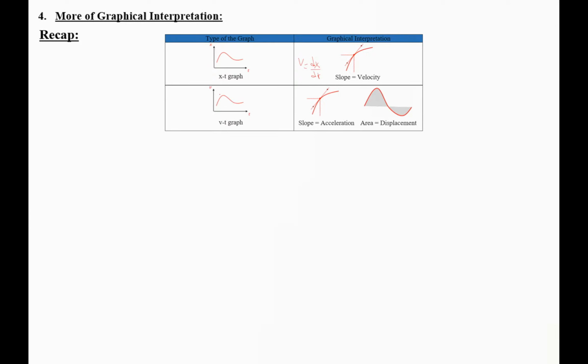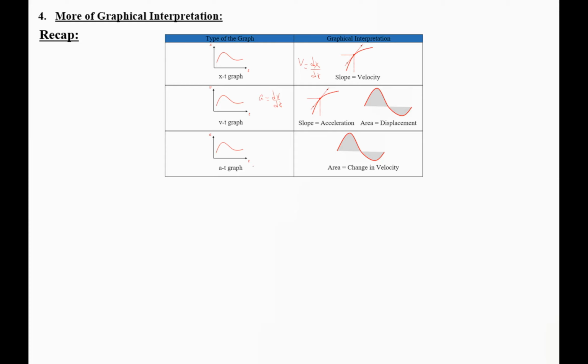If we're talking about a v-t graph, we have two different interpretations, because a is dv by dt according to calculus. Then if we draw a tangent, the slope of the tangent would represent the acceleration. However, if we do the area under the curve, the area would represent the displacement.